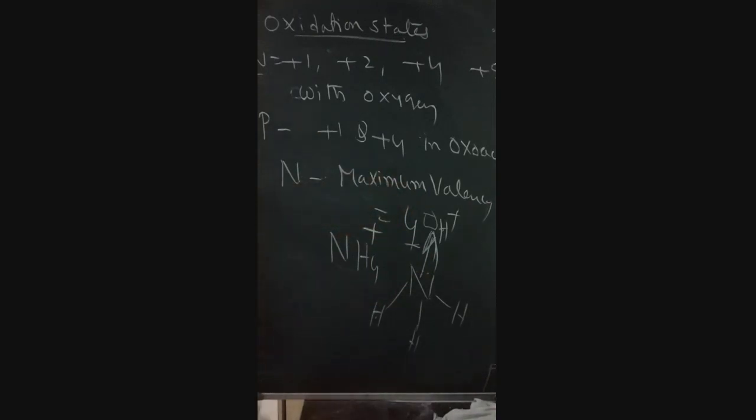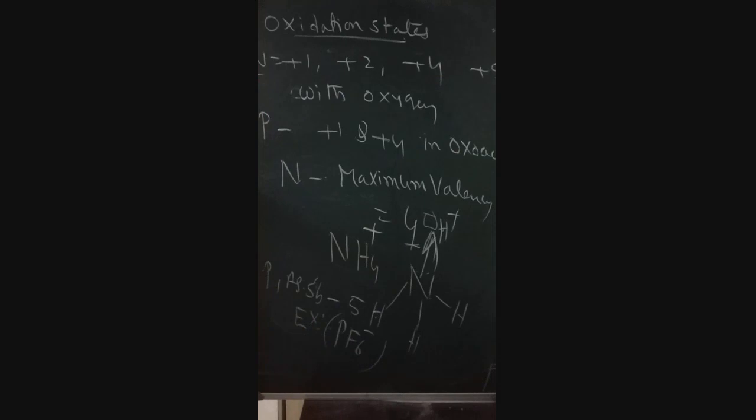Phosphorus, arsenic, antimony exhibit a maximum valency of how much, children? 5. Why? Because these elements have vacant d orbitals. I will give one example of a compound: PF6 minus, the phosphorus hexafluoride ion. Here the maximum valency of phosphorus is 5, formed up to 5 only. So this is about the oxidation state as well as covalency.